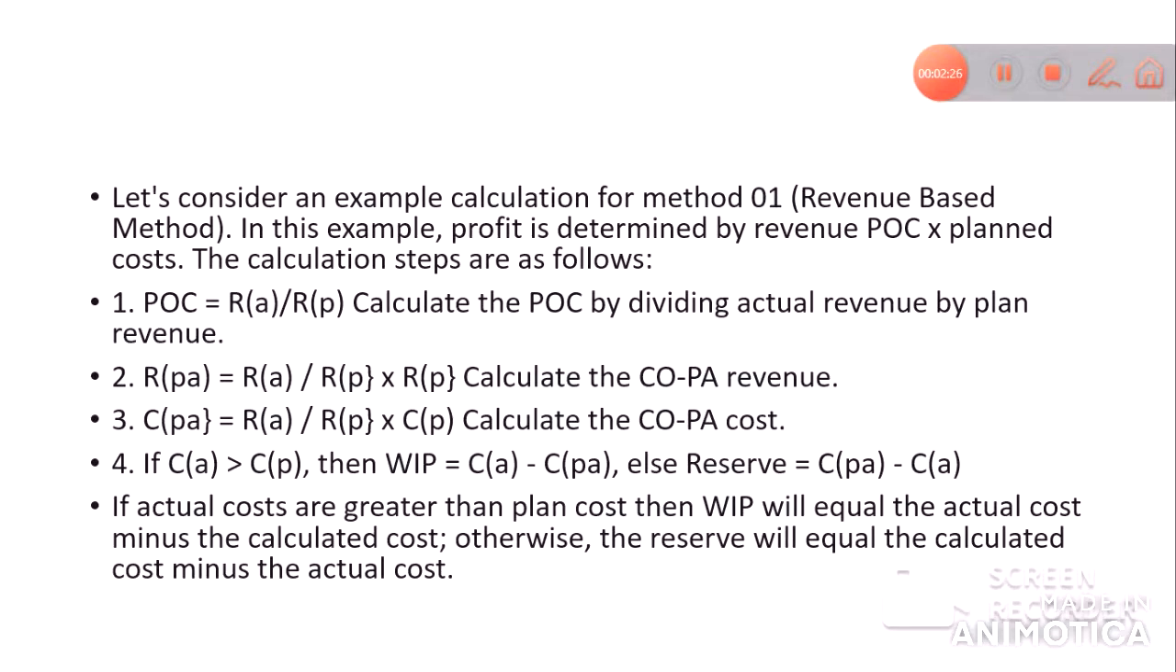Percentage of completion equals revenue actual divided by revenue plan. Calculate the POC by dividing actual revenue by planned revenue. Revenue profitability analysis equals revenue actual divided by revenue plan, multiplied by revenue plan. Calculate the COPA revenue.